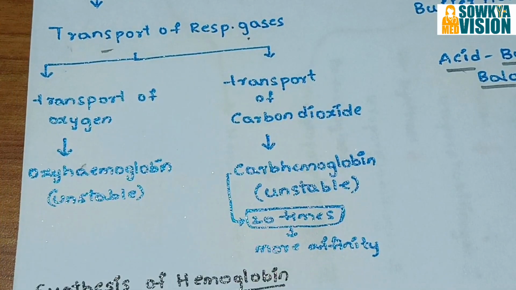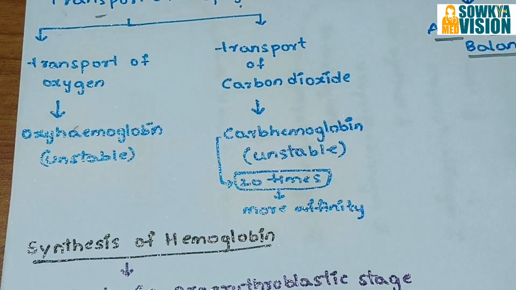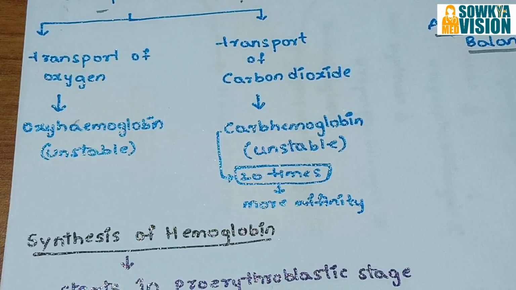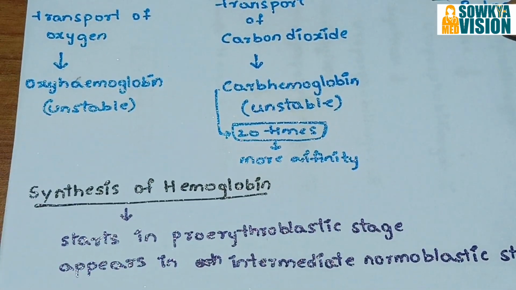Now let's see the synthesis of hemoglobin. Hemoglobin starts to be synthesized in the pro-erythroblastic stage of erythropoiesis, but it appears in the intermediate normoblast stage. How many stages are there in erythropoiesis? There are 5 to 6 steps in erythropoiesis, whereas hemoglobin synthesis starts in the pro-erythroblastic stage, but it appears in the intermediate normoblastic stage.